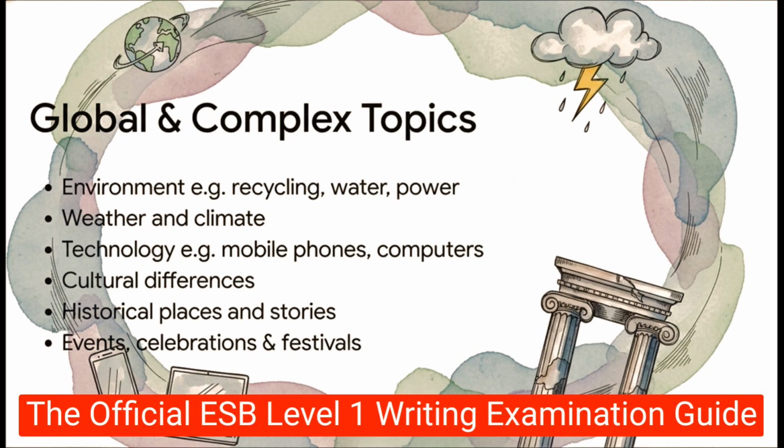You need to be ready to discuss the environment, things like recycling, water scarcity, and power. You'll need to write about weather and climate, the massive impact of technology, like mobile phones, and how to navigate cultural differences, historical stories, and major global events. These are huge ideas. And to actually build effective arguments around these complex subjects, you're going to need some highly specific grammar tools, which actually leads us perfectly into the next phase of our explainer.